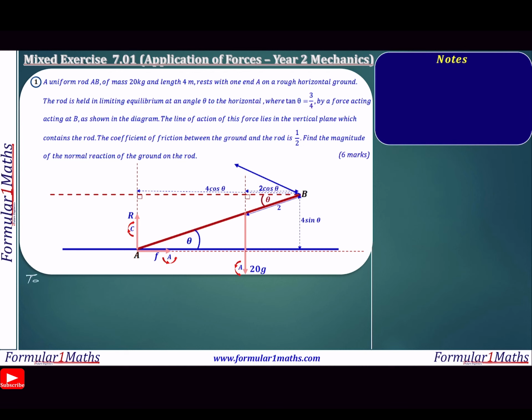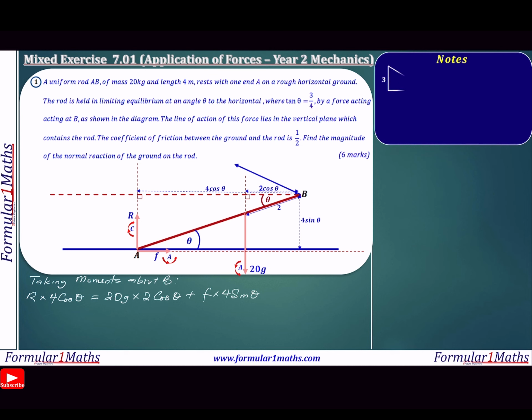So taking moments about B, I will have R times 4 cos theta is equal to 20G times 2 cos theta plus F times 4 sine theta. But we are told that tan theta is equal to 3 over 4.